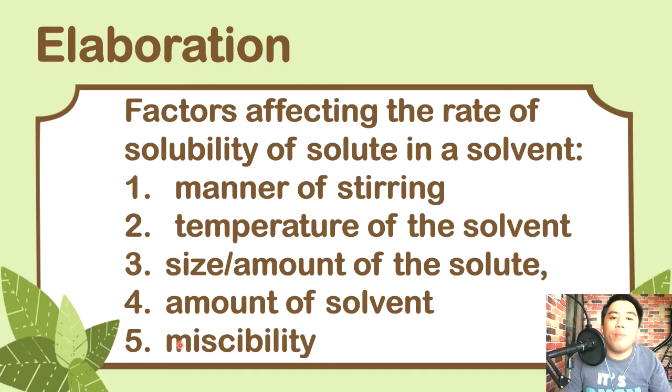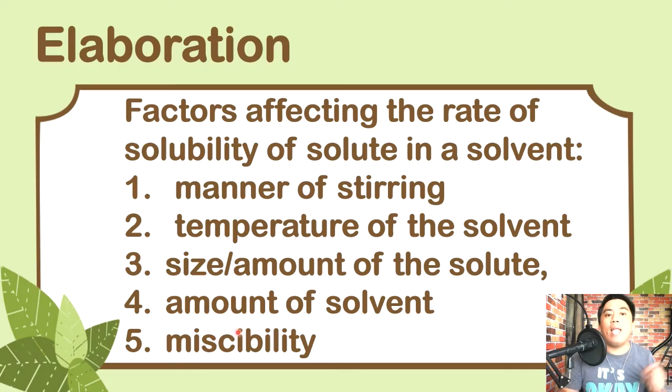Okay. Next, number 4, amount of solvent. Dami naman ng solvent. Another factor is the amount of solvent. Sa activity 4 kanina, di ba? Ang ating dalawang setup, set A natin ay puno ang baso, samantalang ang isa ay kalahati lang ang tubig sa baso. Saan ang mas mabilis na tunaw? Ang salt, doon sa baso na mas maraming tubig.